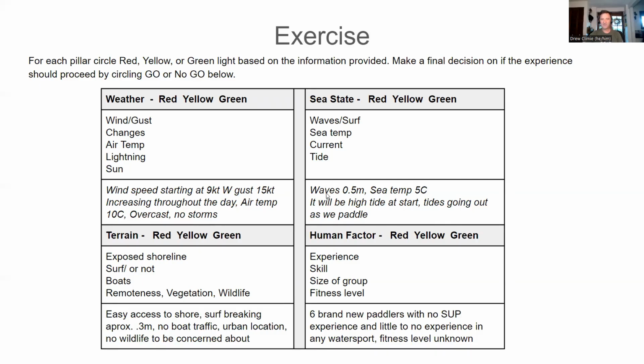In italics below them is the conditions that we have in front of us. Red light, yellow light, green light. What we're going to do on our exercise is at first pass, wave, surf, sea temp, current, tide. If waves are 0.5 meters, sea temp is 5 degrees, it will be high tide to start. Tide goes out as we paddle.